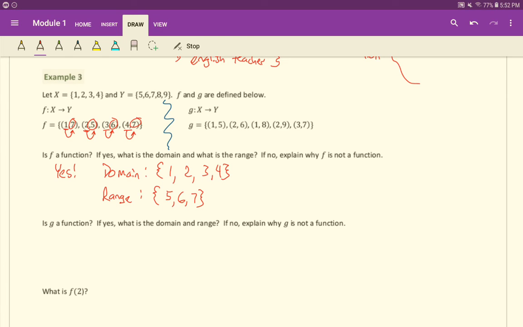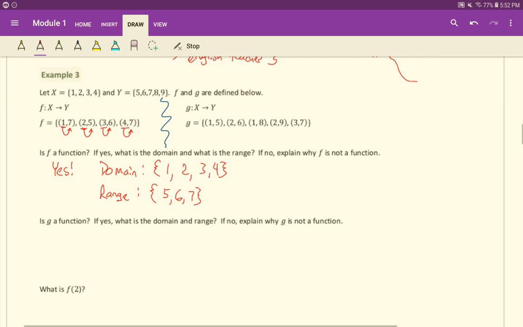Now, you might look at this and say, well, wait a minute, this 7 happens twice. Is this still a function? And the answer is yes. Remember that it is every x value that gets paired with only one y value. The y values can get paired with more than one x value, but the x values can only get paired with one y value.